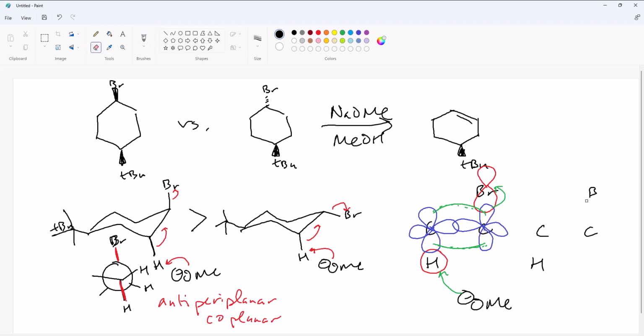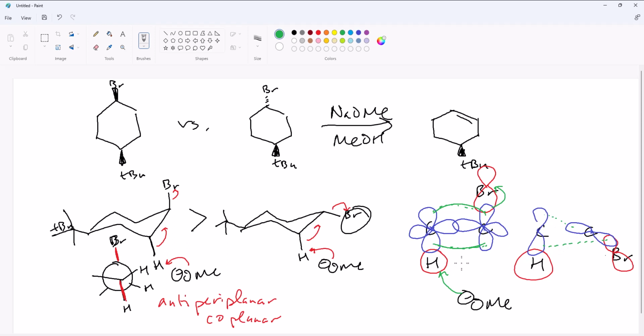If instead we did not have this anti-coplanar or anti-periplanar arrangement, but we had, as is shown here, the bromine kind of off to the side. We have hydrogen, we have bromide, and then we have carbon and carbon. What we see is that these orbitals have to twist. They are not right next to each other. There's going to have to be some geometric twisting that needs to happen in order to form this pi bond between the carbons that are adjacent to one another.